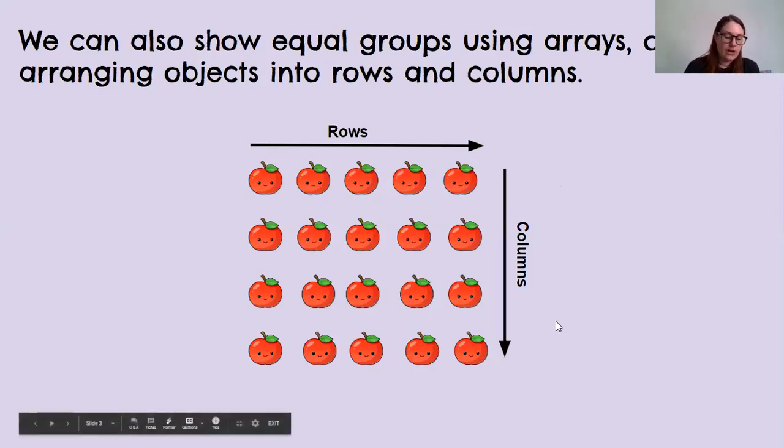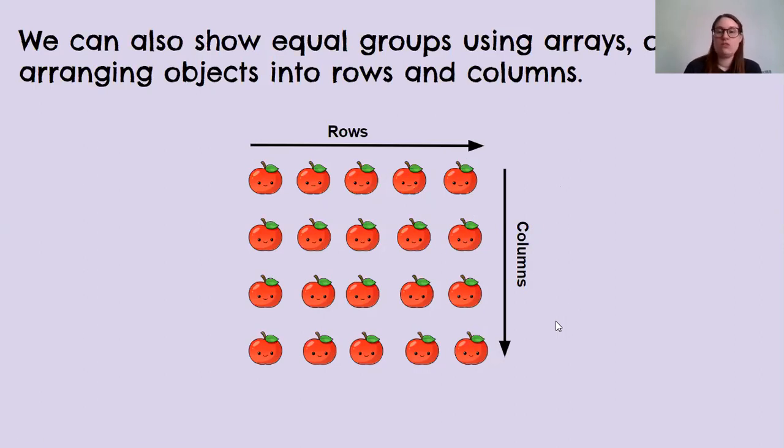So let's practice real quick. Look at this array. How many rows do you see? And how many columns do you see? Excellent. There's 1, 2, 3, 4 rows, and 1, 2, 3, 4, 5 columns. Again, remember, rows go left to right or horizontal. Columns go up and down or top to bottom, meaning they're vertical.